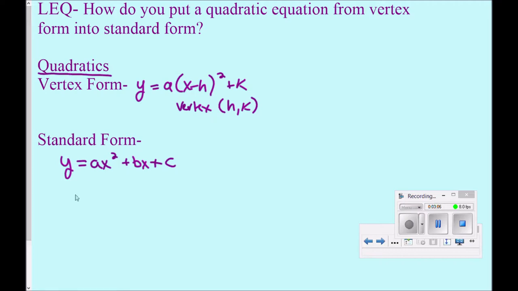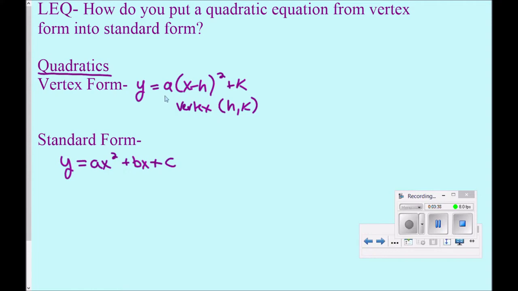So if you're comparing the two forms, you'll notice that there's a in both, and that is intentional. We purposely have the same letter because that value will always be the same. So the leading coefficient will always be the same as the value in front of the parentheses that are squared. And that should make sense because, we talked about this yesterday, that is the value that causes the vertical stretch, the vertical compression, or the change in orientation to happen.